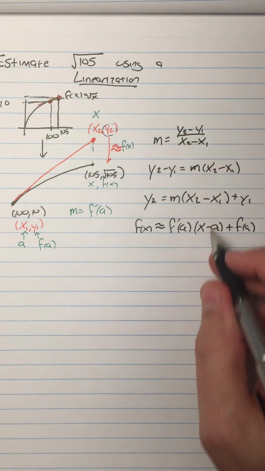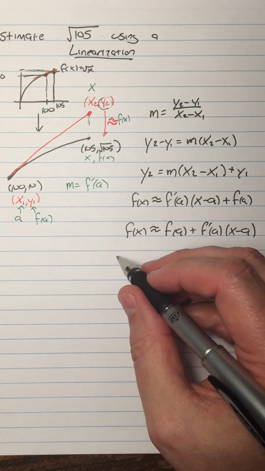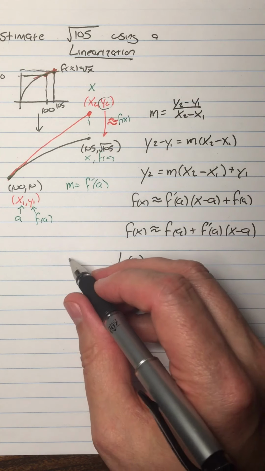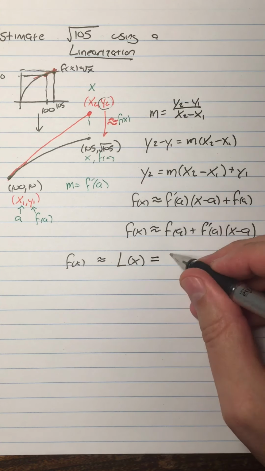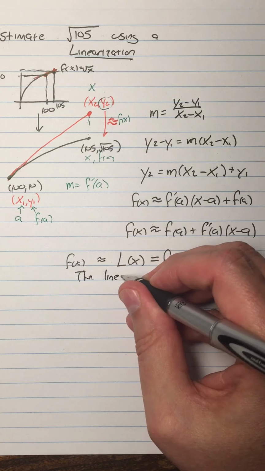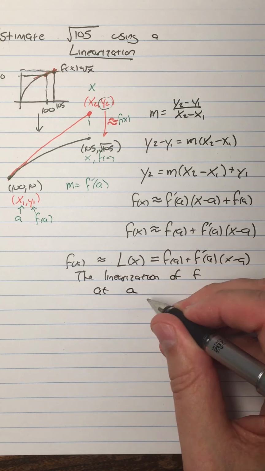Normally, people write it with the f of a first. There's a reason for that, because it corresponds then to some of the more sophisticated methods that you're going to learn later. So we like to usually put the f of a first. All right. Another way that your book likes to write this, and it's a fair thing to do, is that they'll create a new function called L of x. And L is for linearization. So f of x is going to be approximately equal to L of x. But L of x is this. So we say L of x equals f of a plus f prime of a times (x minus a). And that's called the linearization of f at a.